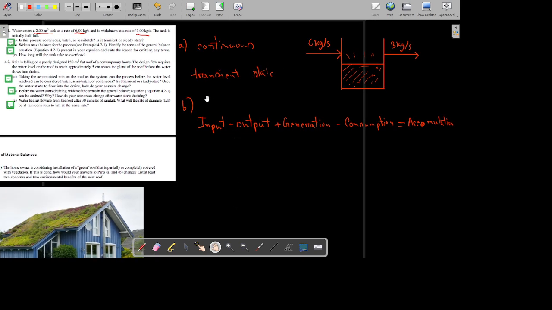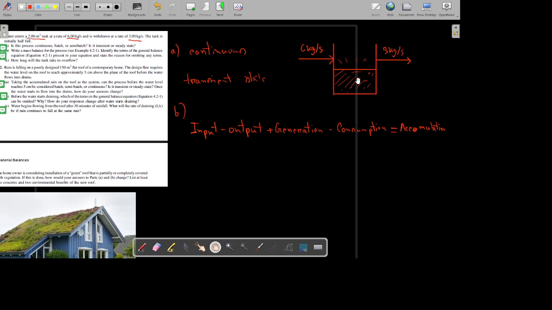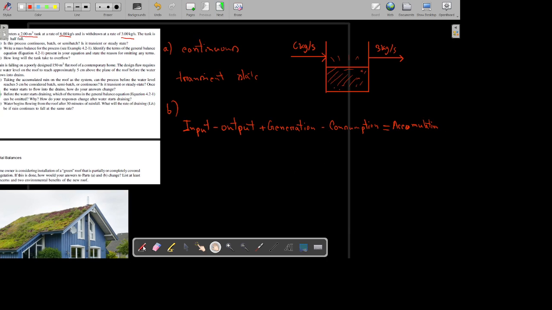Now we have to find out if anything is zero here. If you look at the example, no reaction is going to happen within the tank because it is just water, so there is no reaction. If there is no reaction going on, the generation term and the consumption term will be zero because there is no reaction within the tank. So these two terms are zero. So we are left with input minus output equal to accumulation.